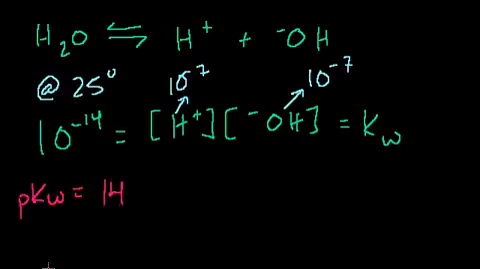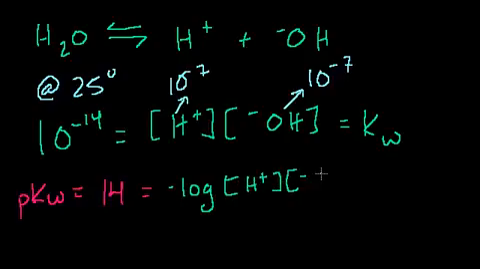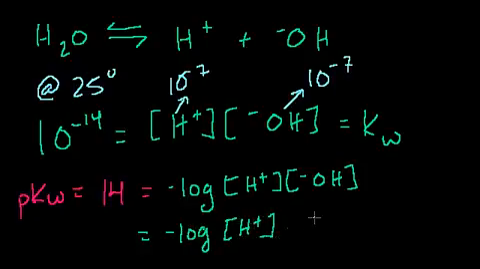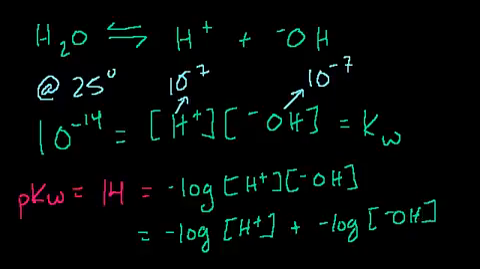So pKw is 14, and that is equal to, well, if I take the negative log of this side right here, let me do that. This is just logarithm properties. This is more math than chemistry. So the log of H plus times our hydroxide ion, OH minus, that's the same thing, just logarithm properties. This is the same thing as minus log of H plus, plus the minus log of OH minus.